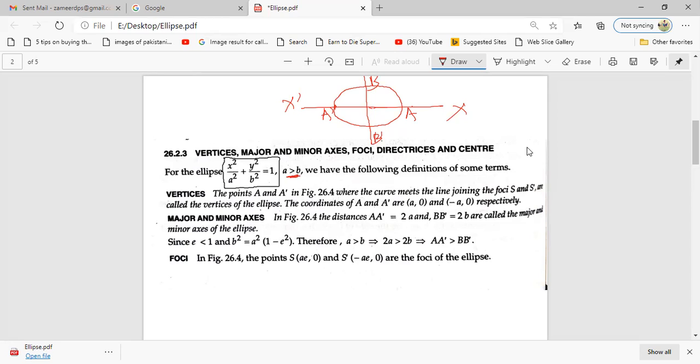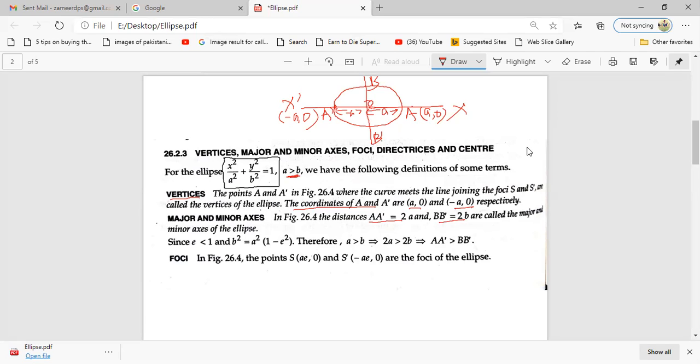And this A and A dash, as I told you, this distance is A. So the coordinates of this will be (A, 0), and the coordinates of this is minus A distance because this is the origin. So the coordinates of A dash will be (-A, 0). That's why these A and A dash are called vertices. There are two vertices, (A, 0) and (-A, 0). The length of the major axis, I told you, is 2A, and the minor axis is 2B.